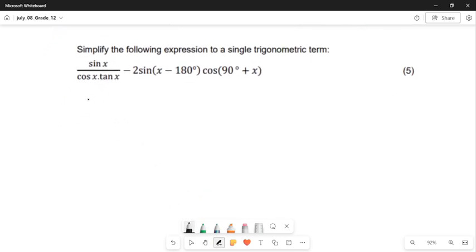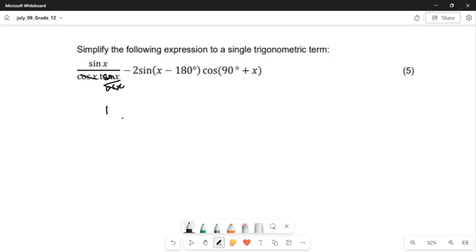Okay, now the final question. Simplify the following expression to a single trigonometric term. We're just required to simplify in this case. So we can first begin by simplifying this one. We have a fraction here, so ideally we need to reduce this. We can convert our tan into, let's say, sine x divided by cos x. So obviously the cos x will cancel, and then we have sine divided by sine, which is just 1.